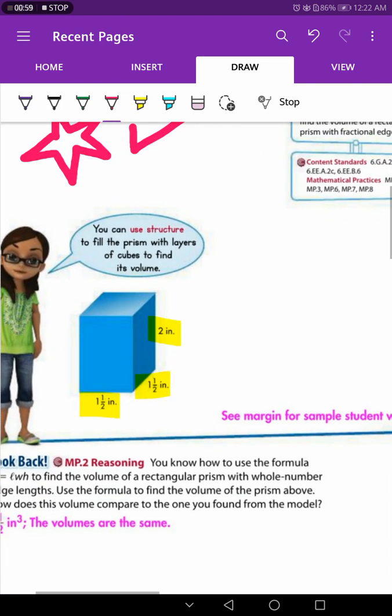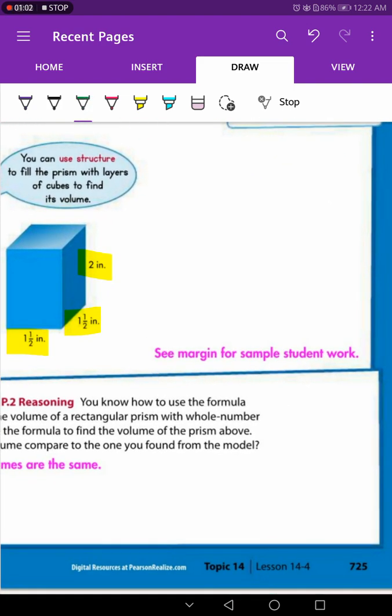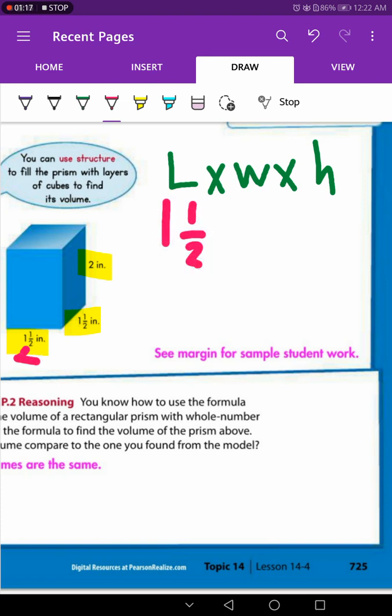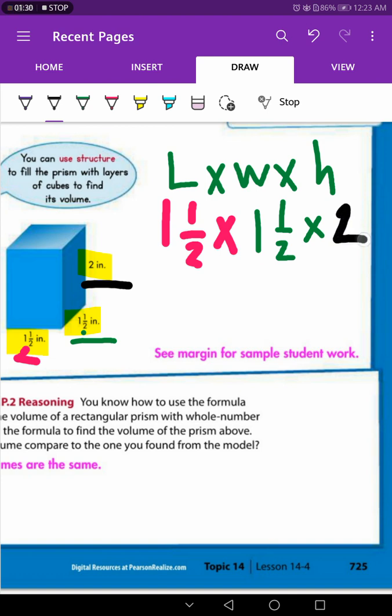As we knew before, the volume is the length multiplied by the width multiplied by the height, the 3 dimensions. That means I multiply 1 and 1 over 2, multiplied by 1 and 1 over 2, multiplied by 2. Yes, this is the length, and this is the width, and this is the height. To find the volume, remember.